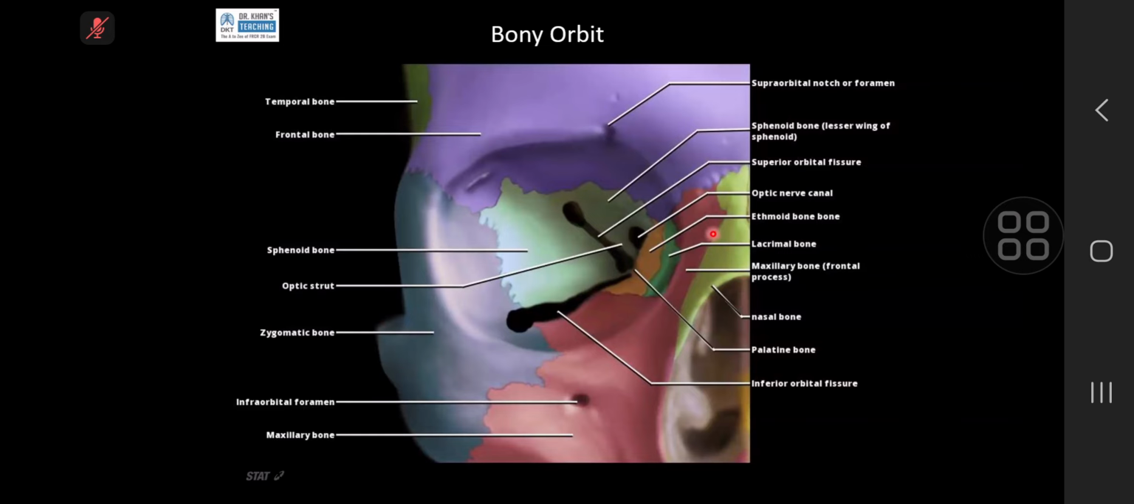Now, these are various bones of the orbit. You don't have to remember many things, but just remember it like this: this is the optic foramen. You see, it is medial and it is superior. This is the superior orbital fissure. So remember, the most medial part will be the optic foramen and then the superior orbital fissure. Another key point to remember is that both of these will be in continuity with the intracranial cavity.